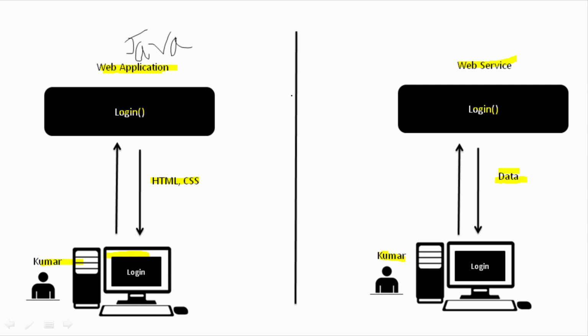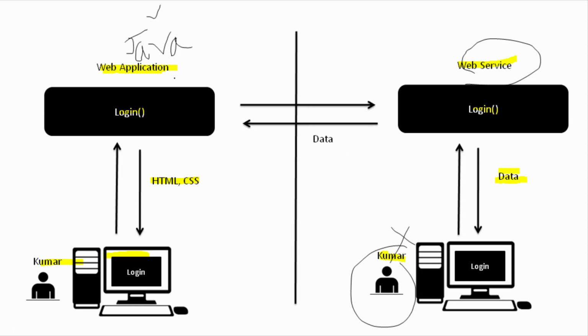Now this web application can consume this. Not the human called Kumar; he cannot consume these web services. But this piece of code, this web application which is developed in Java, maybe .NET or C#, maybe C, I don't care, but let's assume it's Java, can consume this web service. This web application can send a request to this login web service, and this web service can send the response back as data, and this data could be understood by this web application developed in Java.